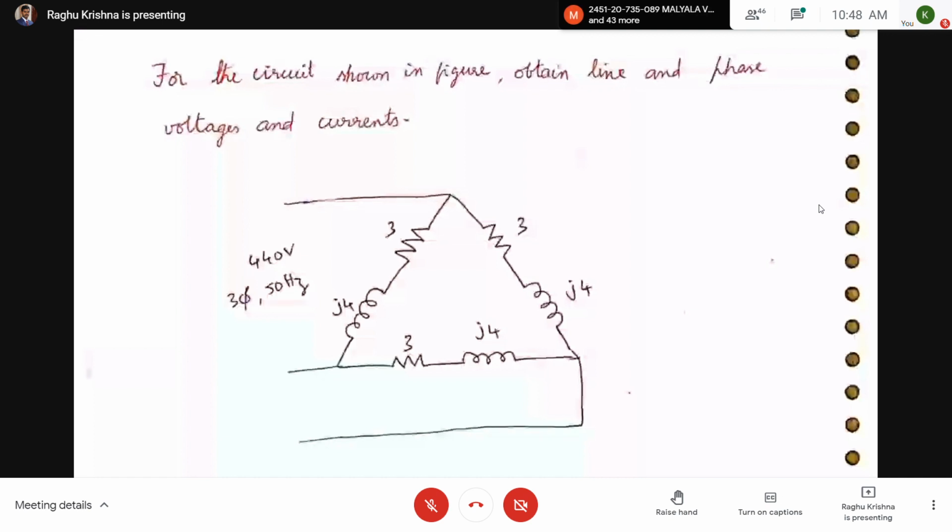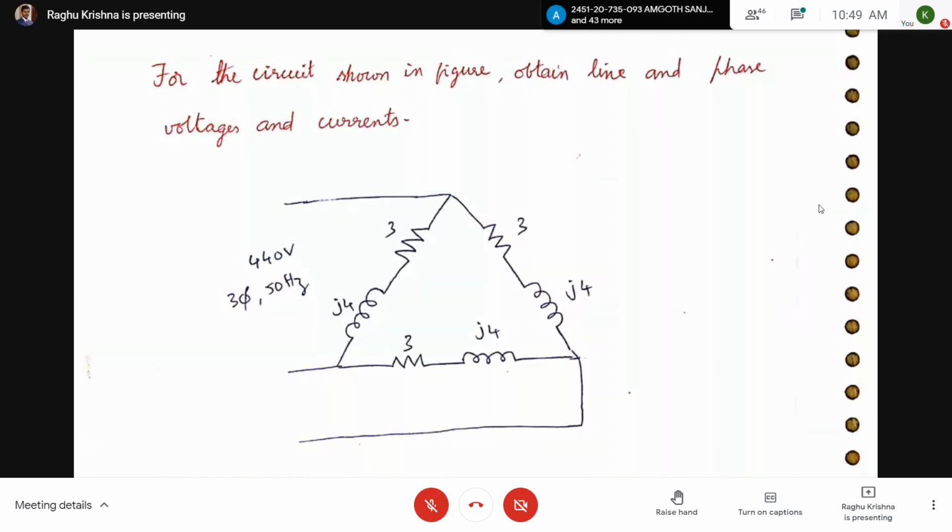In the star connection the line and phase currents are the same, but in delta connection, currents will be different. By seeing the diagram only you can say.